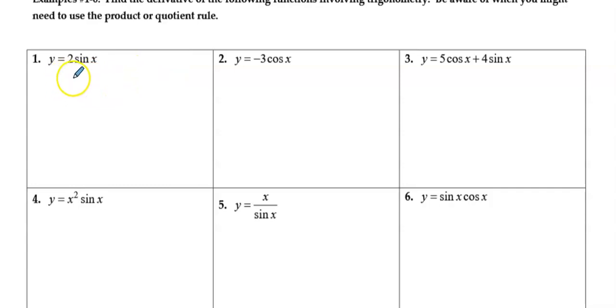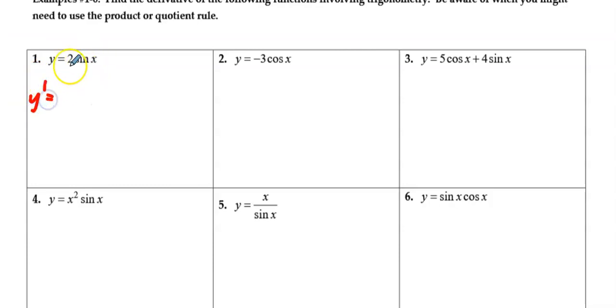Technically you have a function times another function, which means you have to use the product rule. But we're going to do number 1 using the product rule, and then get a general idea of what you can easily do to solve these problems. So let's go ahead and get started.